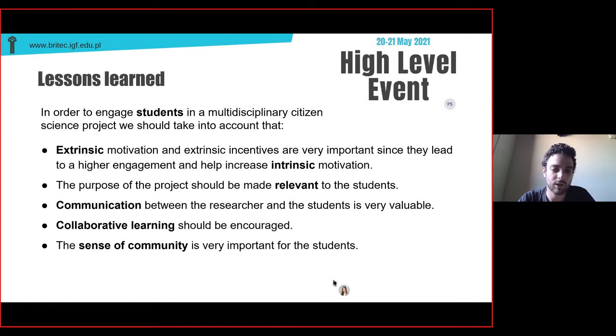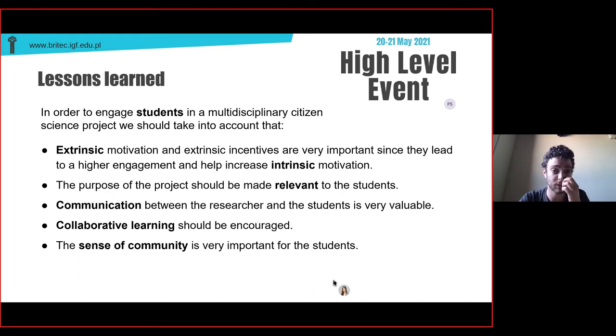Also, communication between the researcher and the students is really valuable. They will really appreciate it if the researcher can go to the school, talk to them, and maintain some kind of collaboration. In that sense, in the cell spotting project, they were in contact with Jesus from the University of Zaragoza. He's also one of the speakers. They're going to meet him afterwards. And they really enjoyed it.